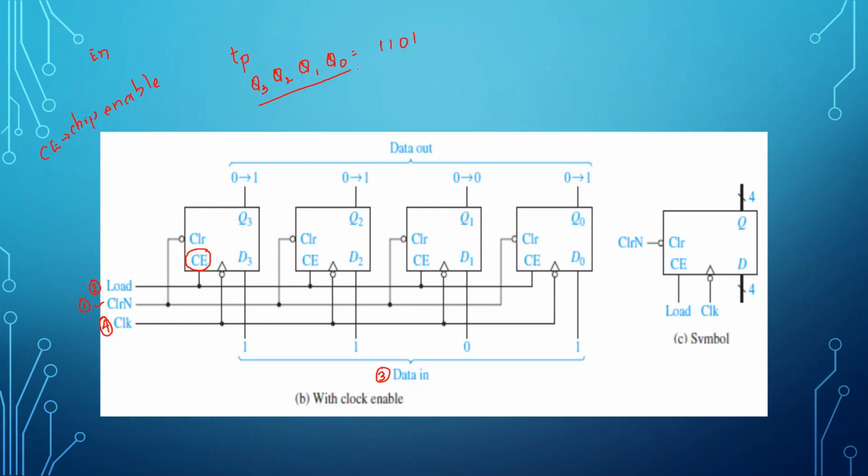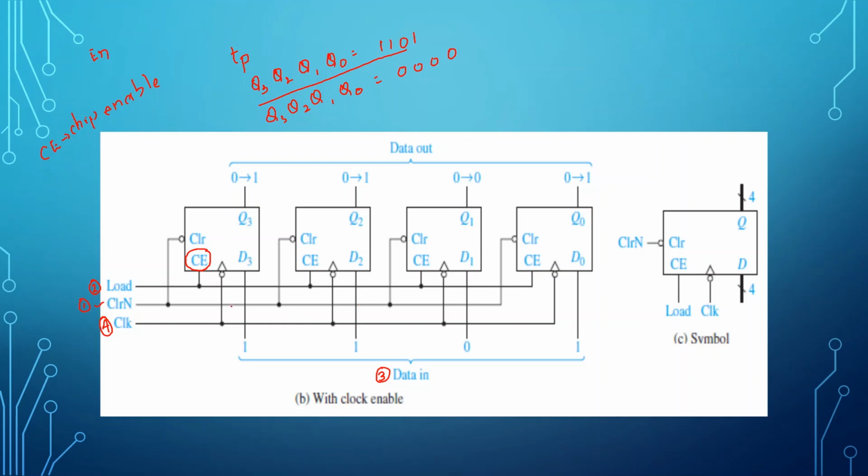Before loading the data, your Q3, Q2, Q1 and Q0 were 0000. Why was it 0000? Because you had given the clear input. So this is your circuit diagram and this is your symbolic diagram.